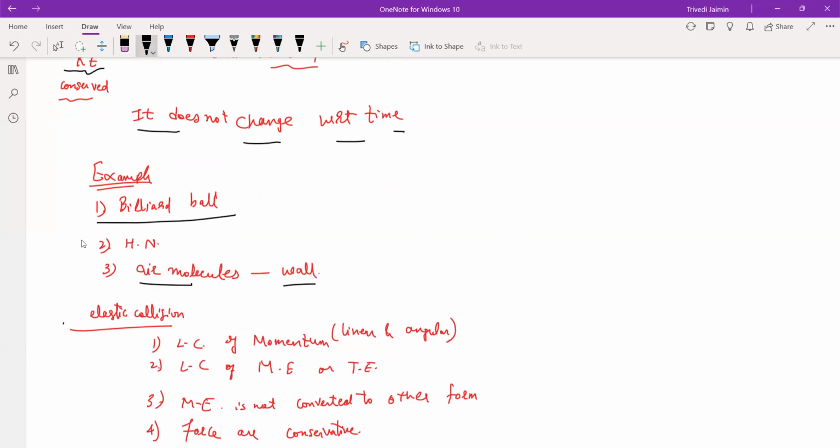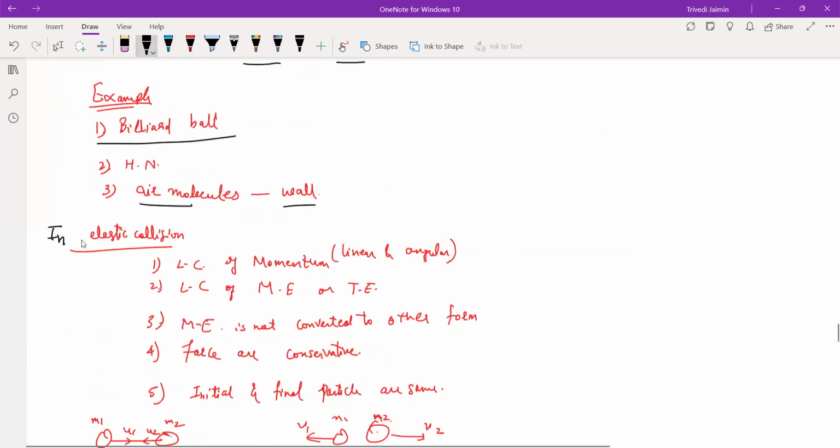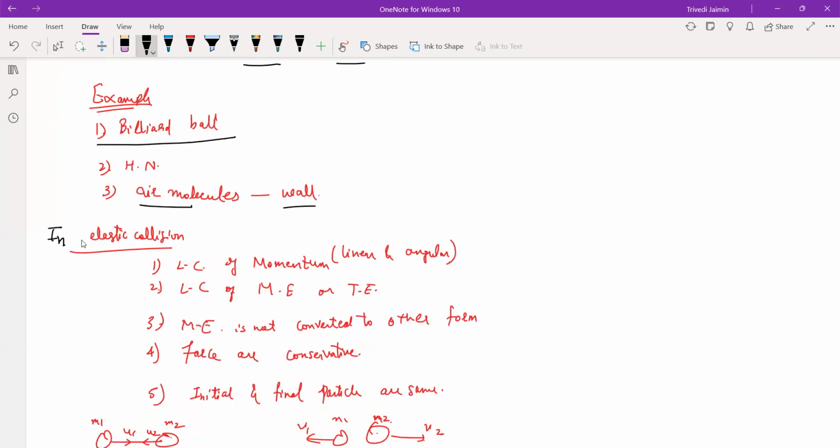In elastic collision, what things are happening? Linear momentum is conserved, or we can say the law of conservation of linear momentum and angular momentum, and the law of conservation of energies. So energy is also conserved, momentum is also conserved. What is this energy? Mechanical energy and total energy.